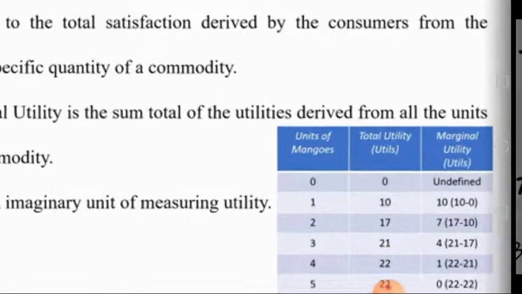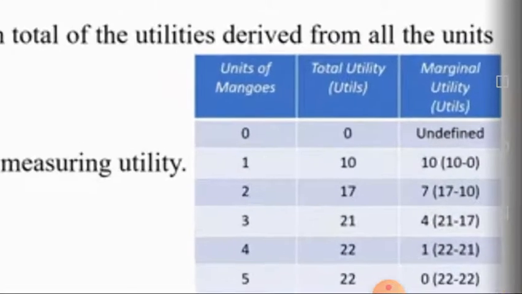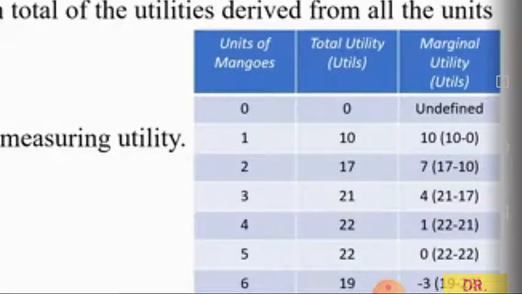We note that utils is an imaginary unit of measuring utility. Here a table is given which will help you understand better what we were discussing. Units of mangoes are given as 0, 1, 2, 3, 4, 5, 6, and total utility is given, which we are writing in utils: that is 0, 10, 17, 21, 22, 22 and 19.